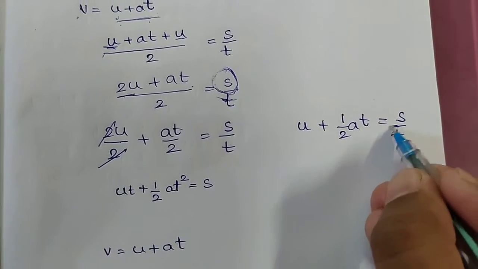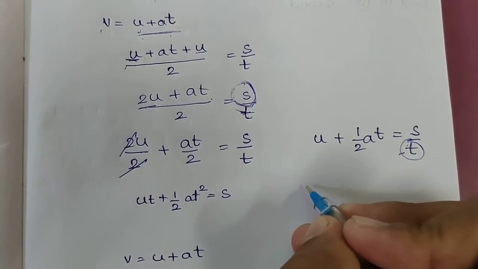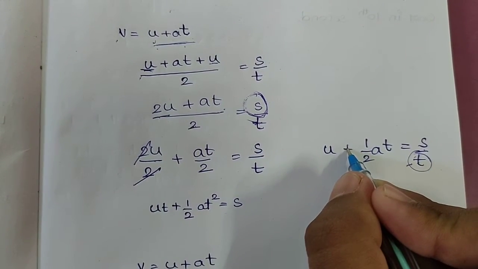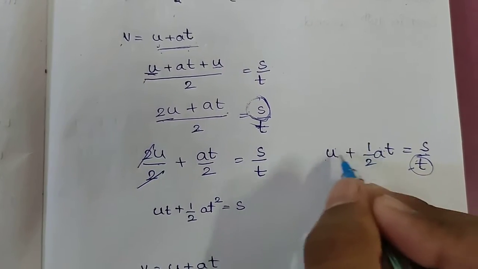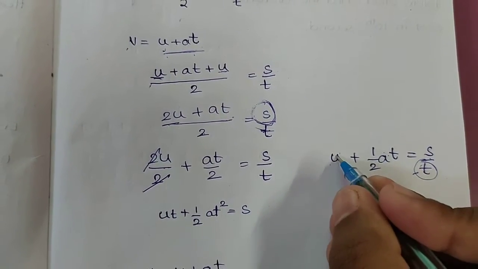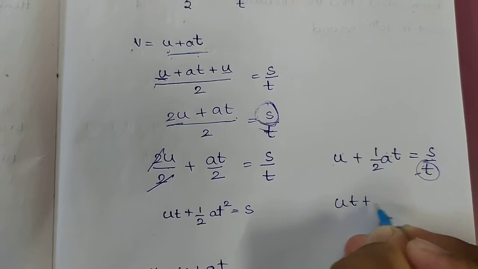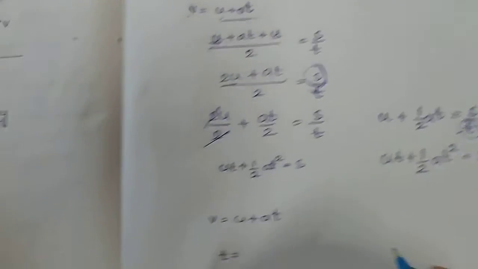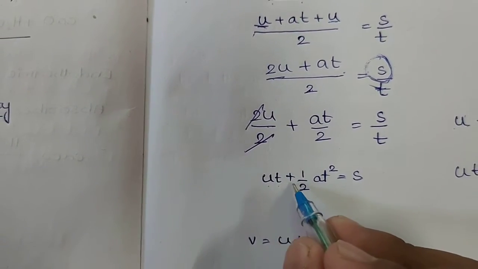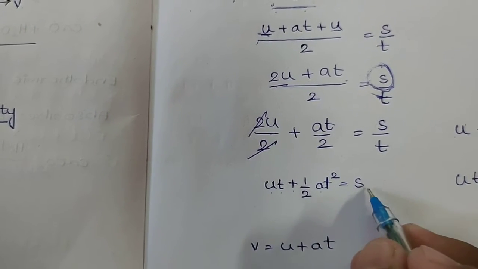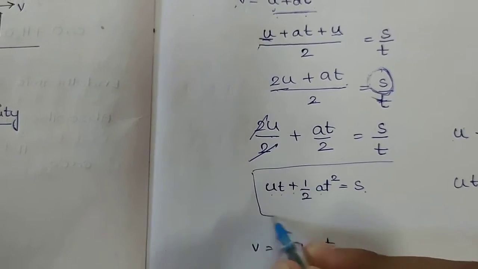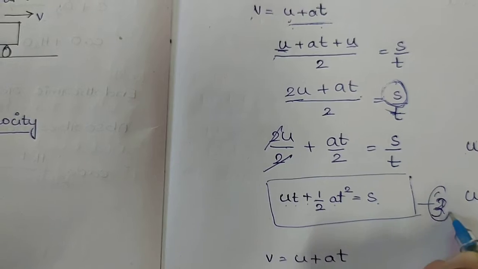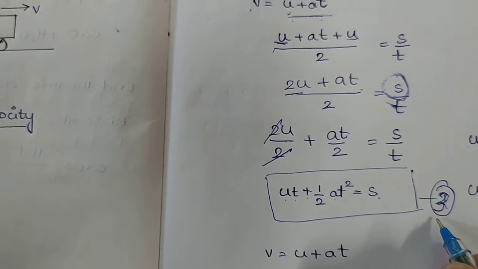Now what I'll do is I'll just shift this t over here as I told you. So it is dividing over here. If it goes to the left side, it will multiply to both these terms. So if I multiply this with t, ut plus half a t into t square is equal to s. So I'll get this equation: ut plus half at square is equal to s. This is my third equation. I have represented the second equation earlier.